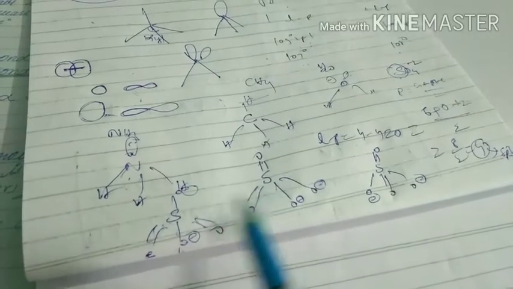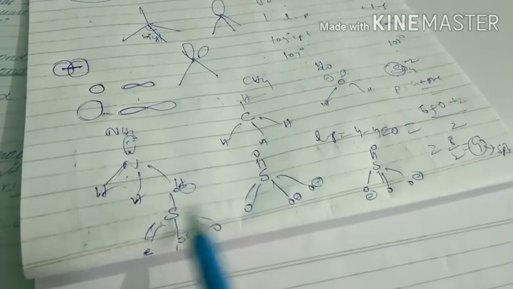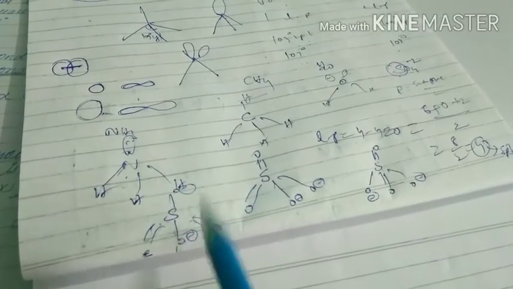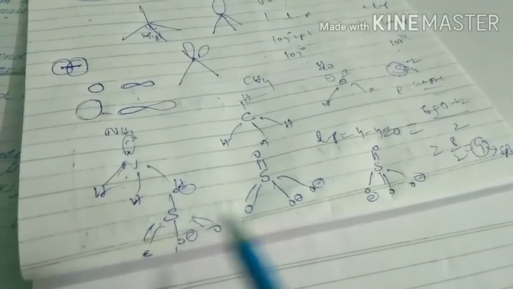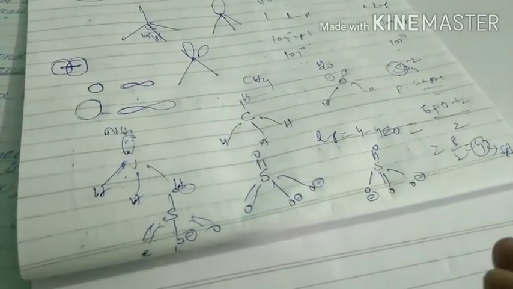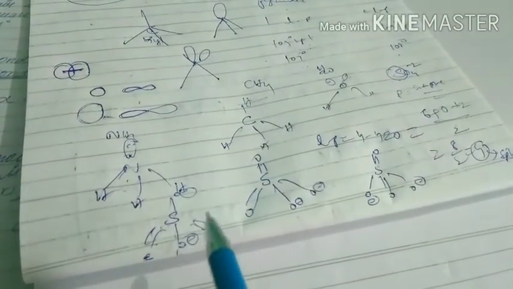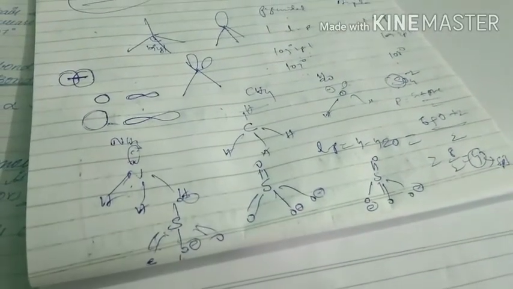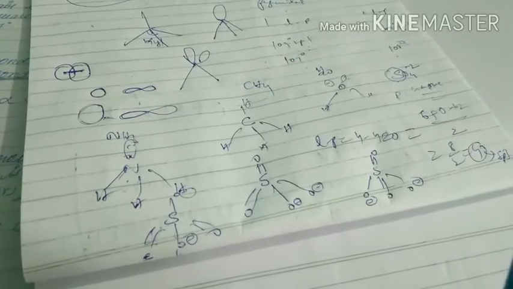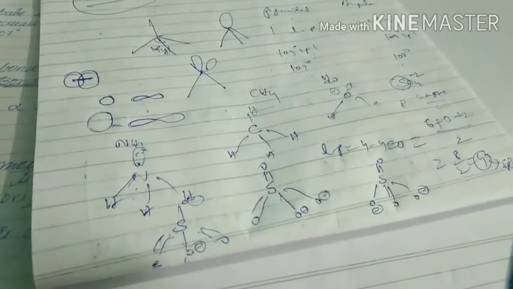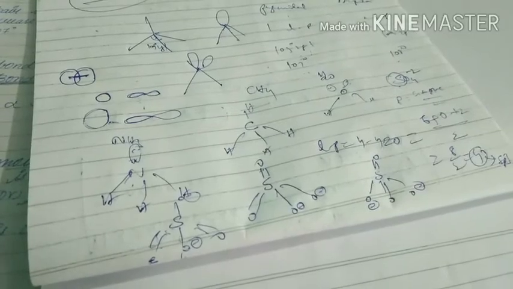See, in all cases, sulfur is present at the center and oxygens are present around the sulfur. There is no change in the position of atoms, but there is a change in the position of bonds and charges. Such types of structures are called resonance structures or canonical structures.